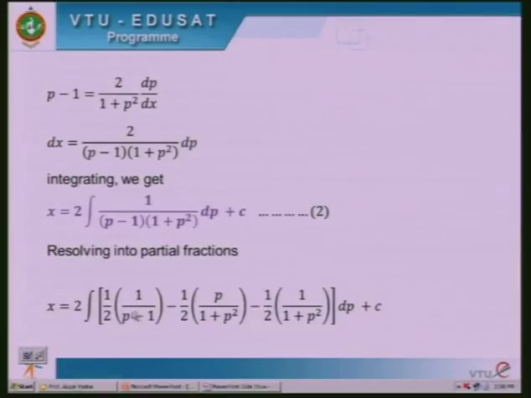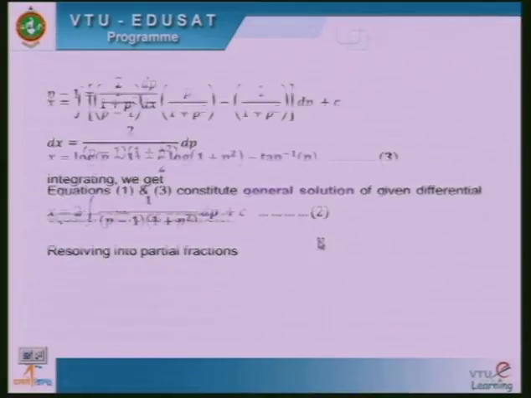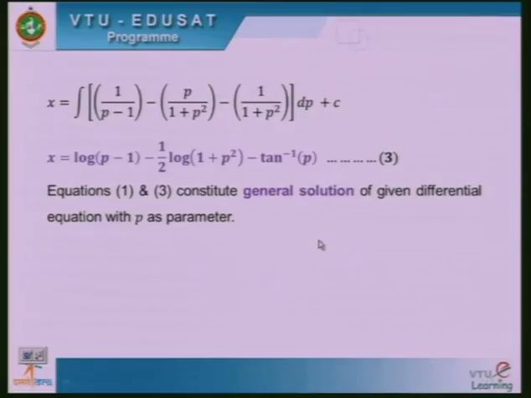So as shown here, after finding A, B, C, A is 1 by 2, you can see 1 by 2 into 1 by p minus 1, B is minus half, C is also minus half. So we have got this. Now integrate it to get x equals log of p minus 1 minus half into log of 1 plus p square minus tan inverse of p. So it is in terms of p. So this is the general solution, because x is in terms of p, y is in terms of p. This is the general solution of the given differential equation.